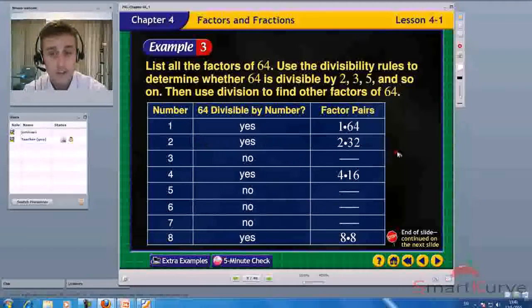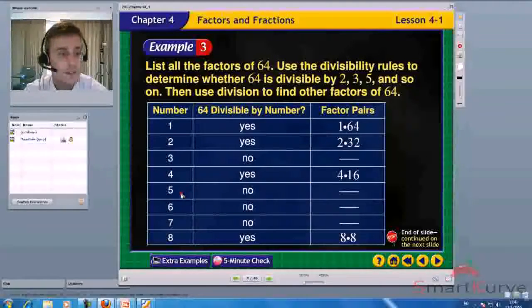2: yes, 2 times 32. 32 times 2 is 64. 64 divided by 2 is 32. 3: 6 plus 4 is 10. 10 is not divisible by 3. It is not divisible by 3. 4: yes, 16 times 4 is 64.